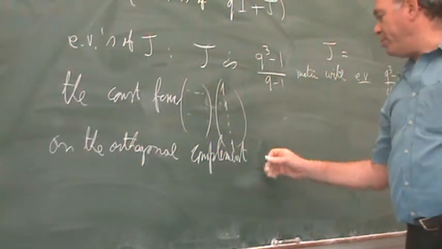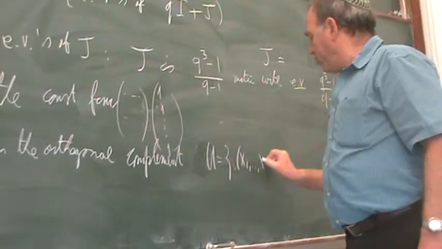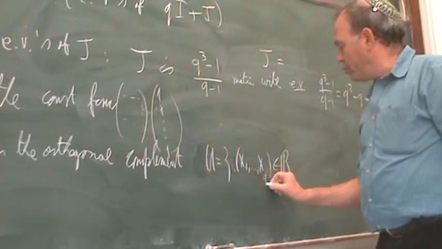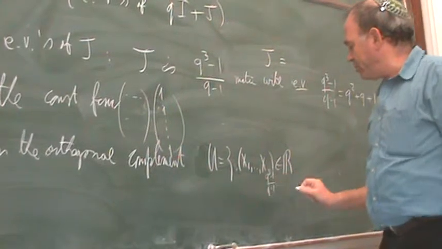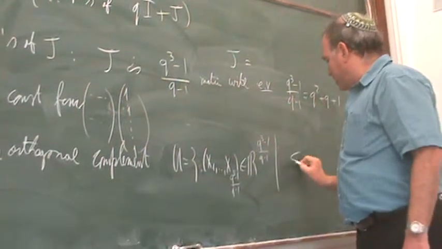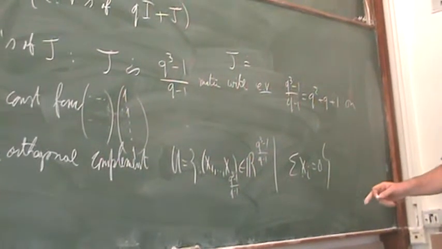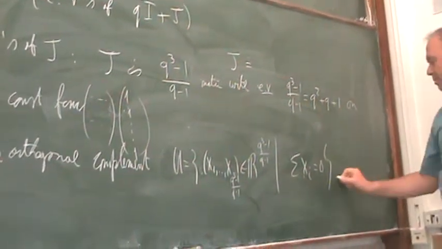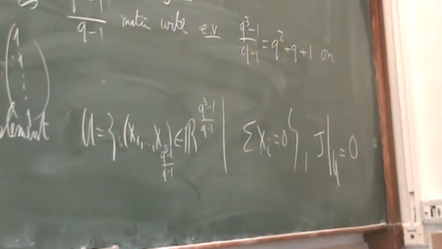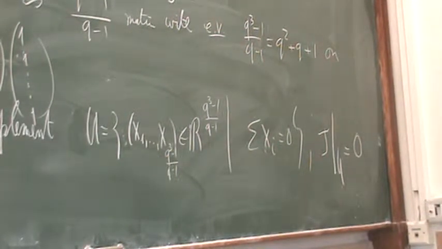The orthogonal complement, I don't know what I should call it, U, which is all the x1 up to xn, in R to the right number, Q minus 1 divided by Q minus 1, such that sigma xi is equal to 0. This is exactly the sum. So J restricted to U is really equal to the zero map, because J multiplying by J is just summing up the coordinates. That's what J does, right?